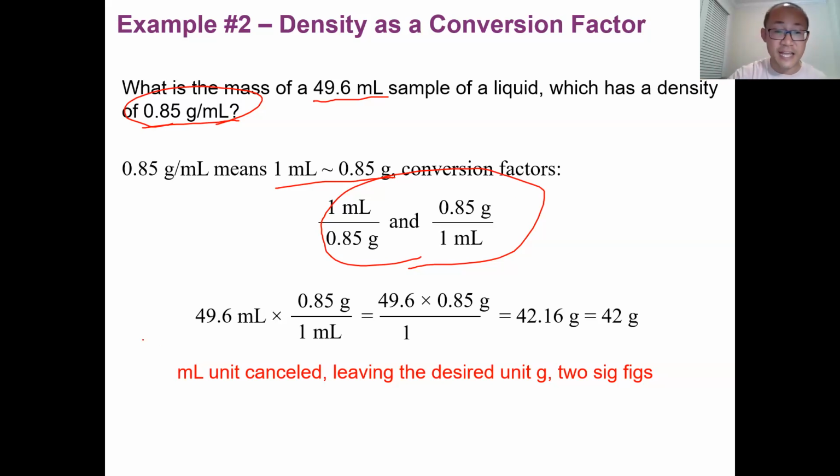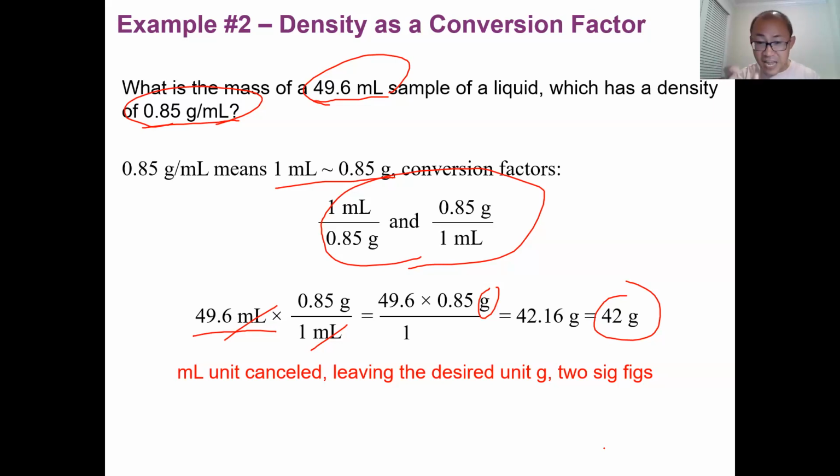Then we do the same thing using the given unit, 49.6 mL, that's the given, multiplied by one of the conversion factors with the given unit at the bottom, right? The given unit is mL, so I use 0.85 grams per mL. The mL cancels. So the math will be 49.6 times 0.85, final unit is grams. The density has 2 sig figs, the volume has 3 sig figs, so the final answer has 2 sig figs, 42 grams.